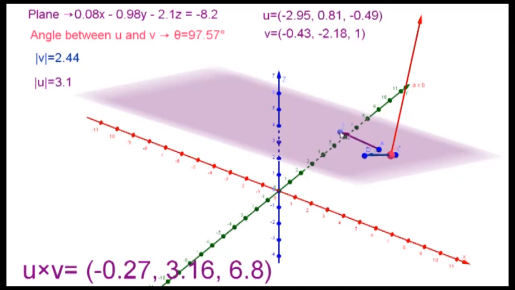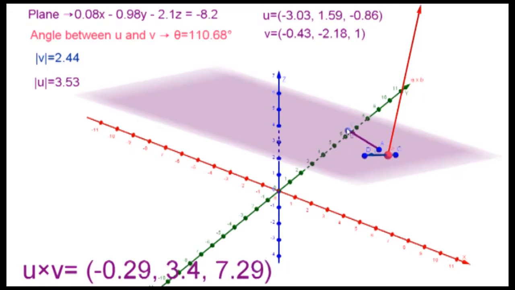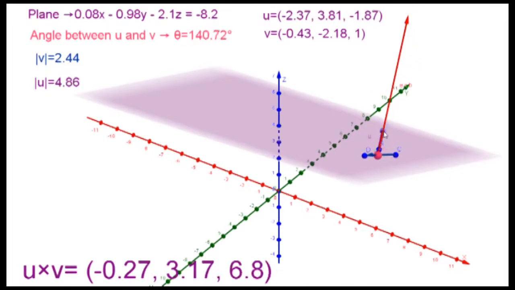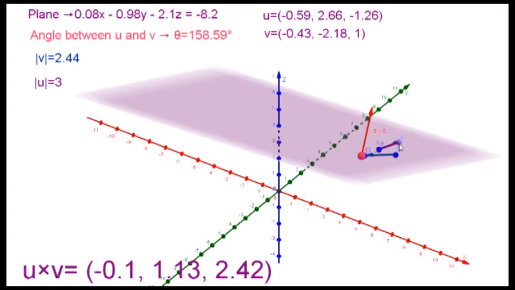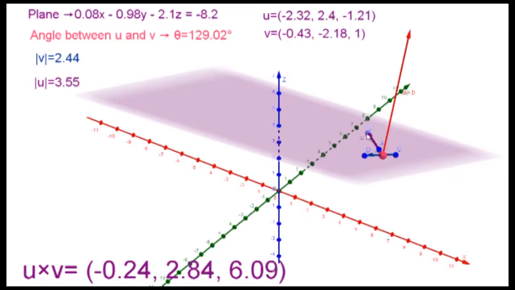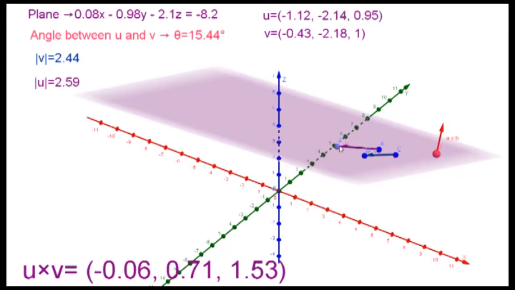So if we've got A cross B, you need your right-hand rule. I'll just show you. The sine of the angle increases up to 90, then decreases. You can see here the cross product.